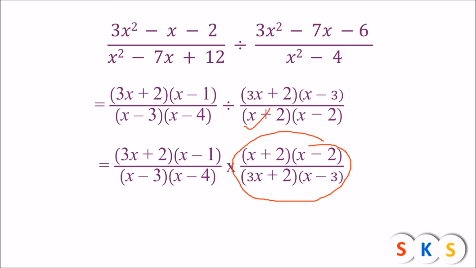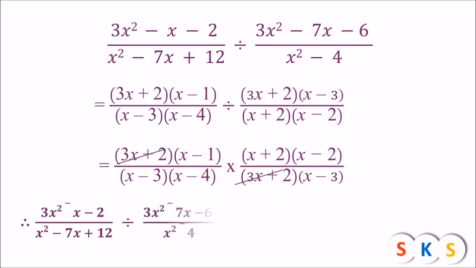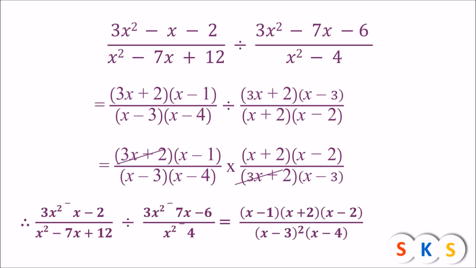Now we will go for the cancellation part. Let's see what we will get after the cancellation. You can see 3x plus 2 will get cancelled with 3x plus 2, and the rest all, that is x minus 1, x plus 2, x minus 2, is left in the numerator, and x minus 3, x minus 4 and x minus 3 will remain in the denominator. And you can see in the denominator there are 2 times x minus 3, so we can write that as x minus 3 the whole square.